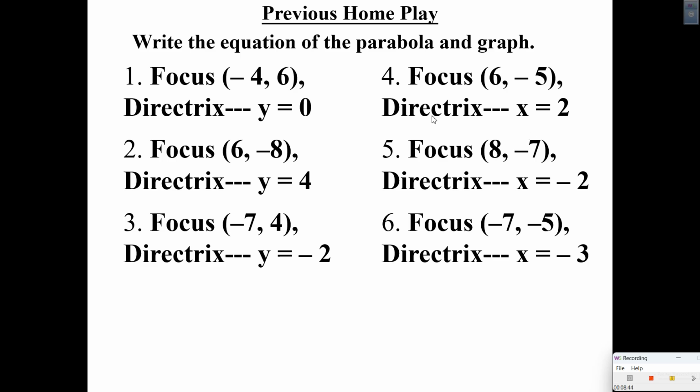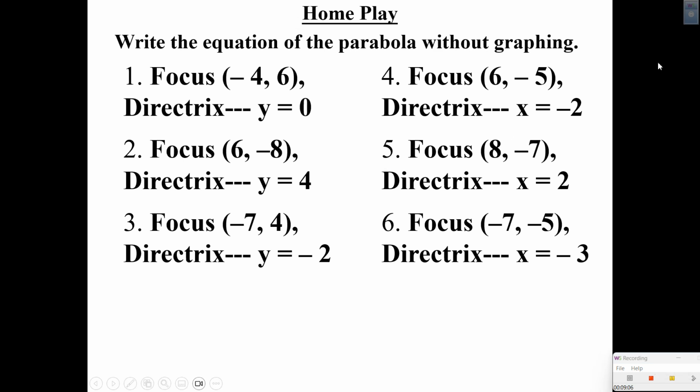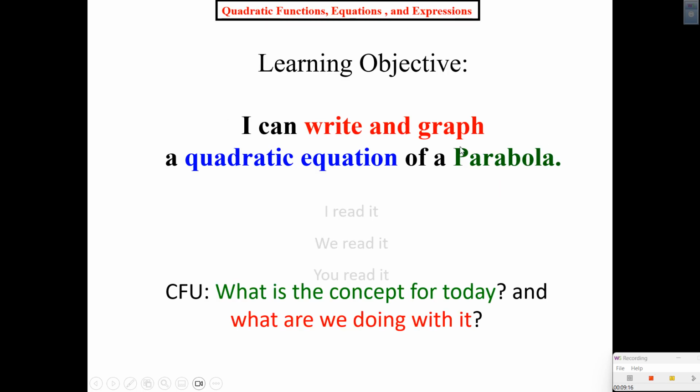Anyways. All right, so tonight's home play is up on the screen. It's going to look something like this. But look at the instructions. Write the equation of the parabola without graphing. So, get a Cornell note ready, please. Our objective for today, I can write and graph the quadratic equation of the parabola. Today we're going to focus just on writing equations without the graph. Okay?